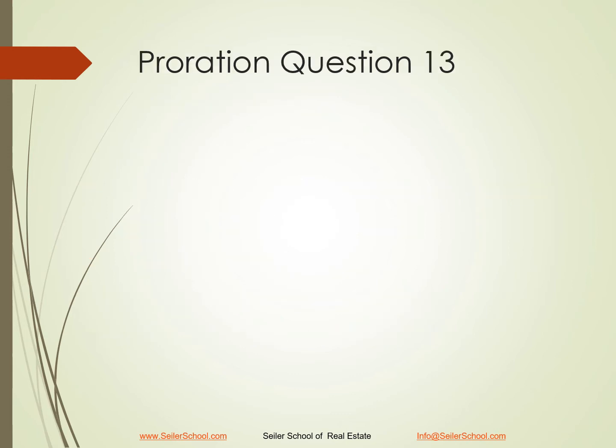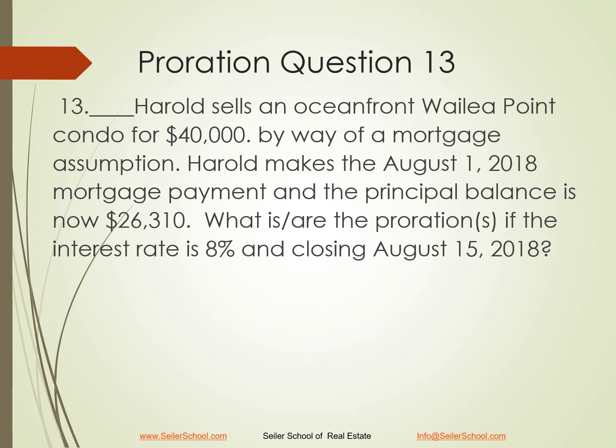Proration question number 13. Harold sells an oceanfront Wailea Point condo for $40,000. Wow, what a buy that is. By way of a mortgage assumption. In other words, the buyer is going to be taking over Harold's mortgage. Harold makes the August 1st, 2018 mortgage payment, and the principal balance is now $26,310. What are the prorations if the interest rate is 8% and closing is August the 15th of 2018?